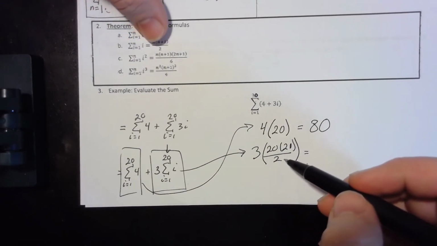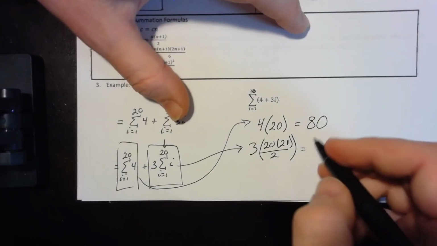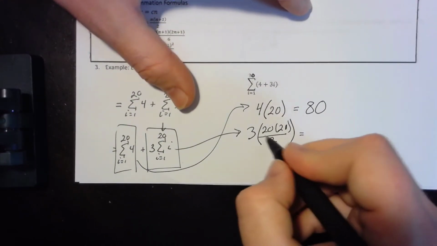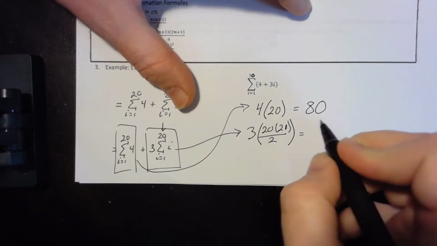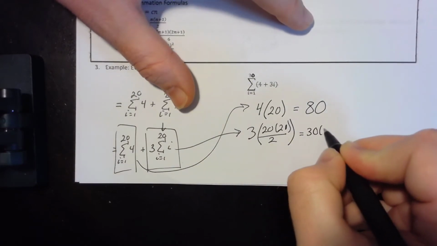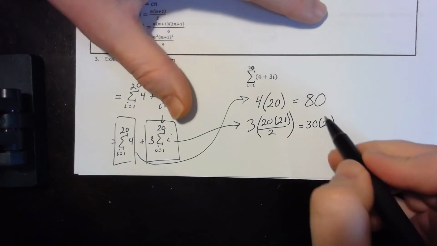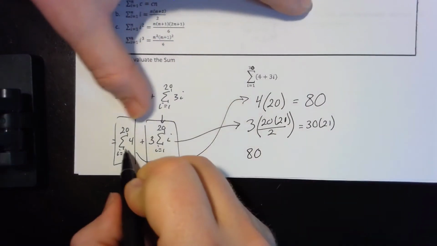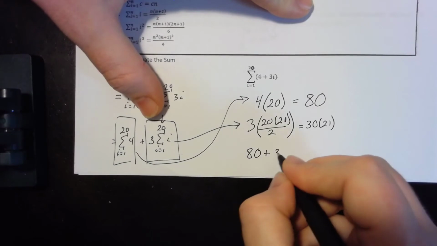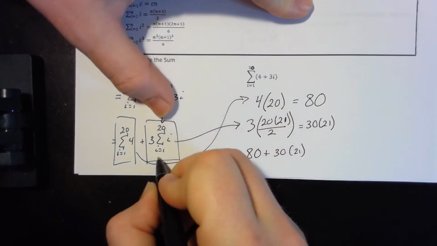I'm going to simplify this as easily as possible. I'm going to cancel out the 20 and the 2 and give me 10. So it's 30 times 21. The next thing I'm going to note is that these two things are actually added together. It's 80, this summation, plus 30 times 21, this summation.